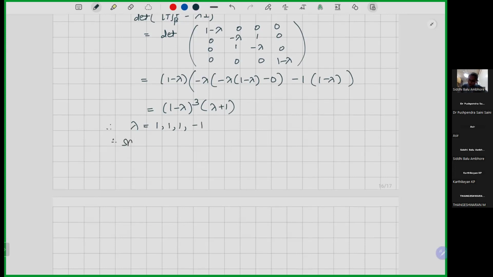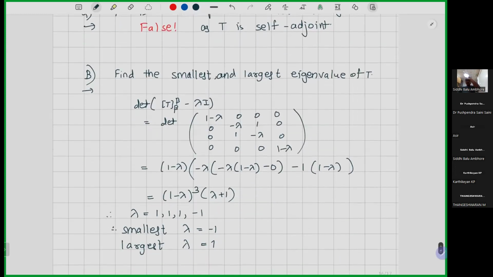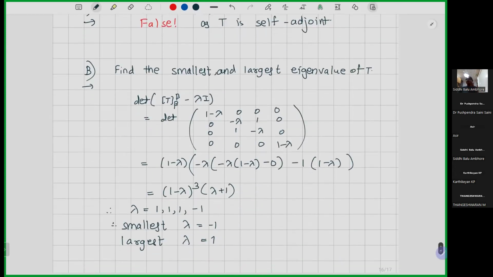Okay, so therefore the smallest eigenvalue, smallest lambda, is equal to minus 1 and the largest lambda is equal to 1. Okay, so even for calculating the eigenvalues and eigenvectors of this linear transformation, working with its linear transformation matrix is easier.